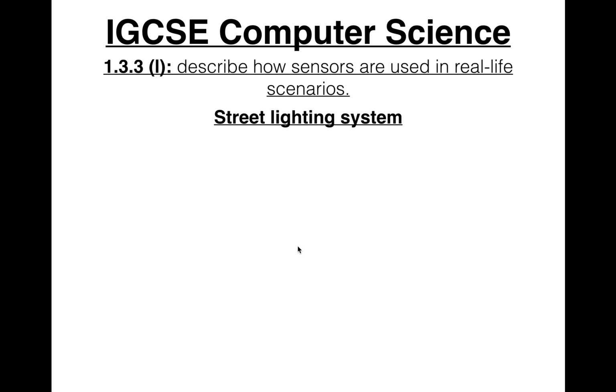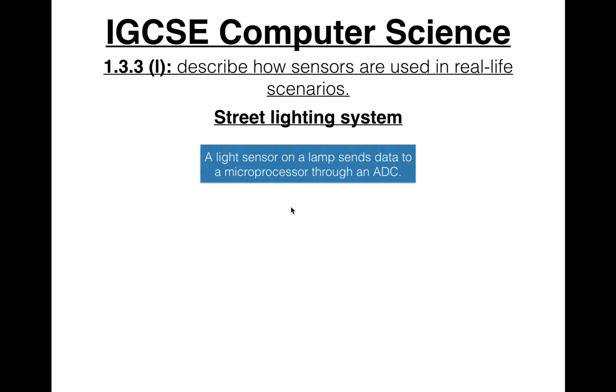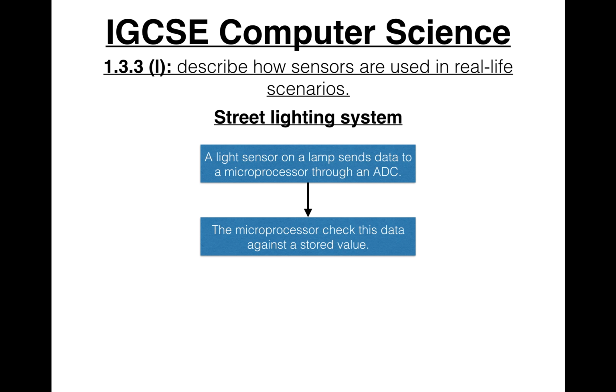Now, a street lighting system, for example, is a controlling system. So we'll see how that works. A light sensor on a lamp sends data to a microprocessor through an ADC. The microprocessor checks this data against the stored value. So the stored value could be something, I don't know, light units or whatever.